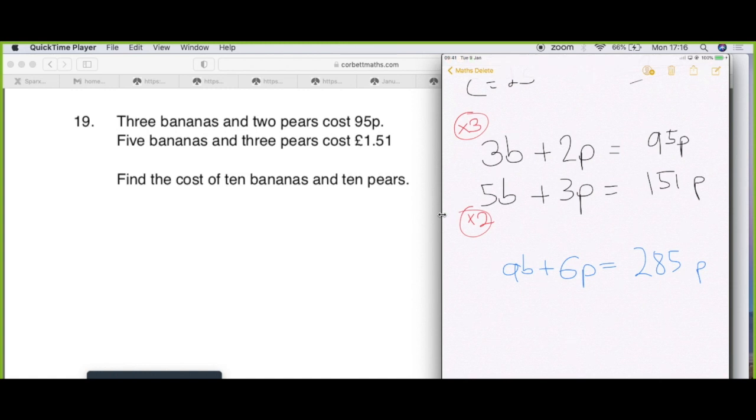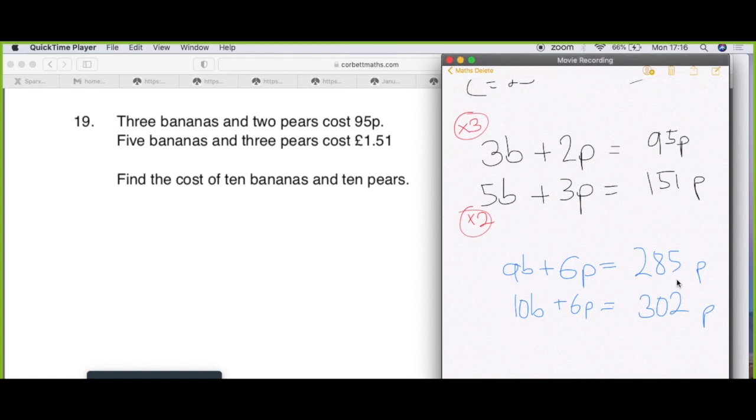So 5 times 2 is 10, that's 10b. 3 times 2 is 6p. There we go. Yay, the p's are the same. And then we need to do 151 times 2. 150 is 300, that's 3. Thank you very much, 302. So now, you can see, right?